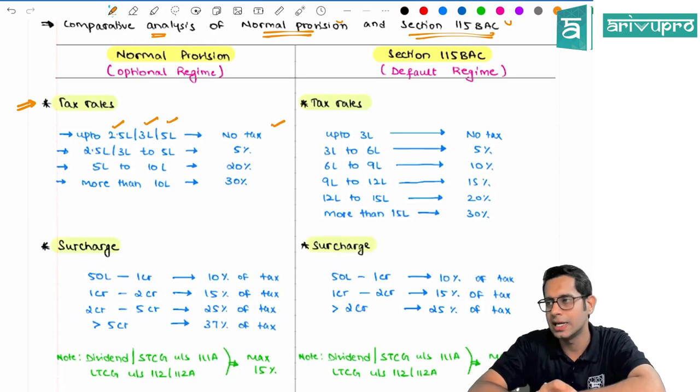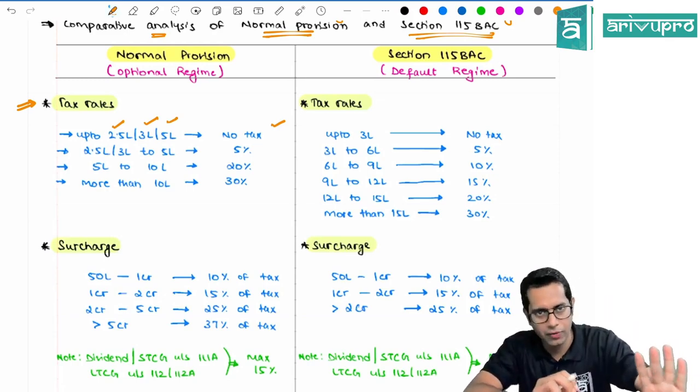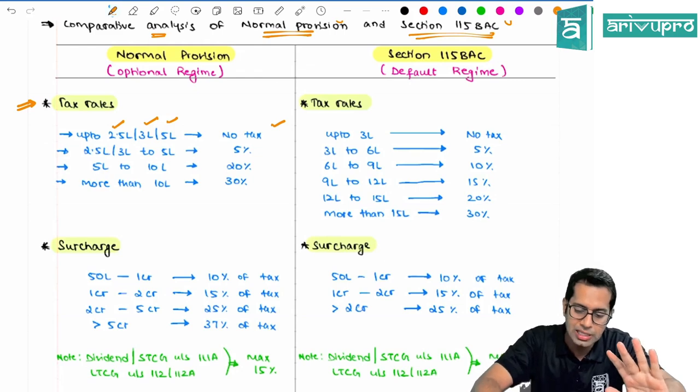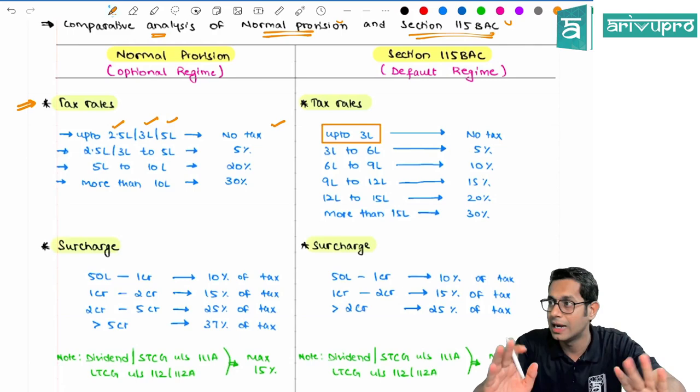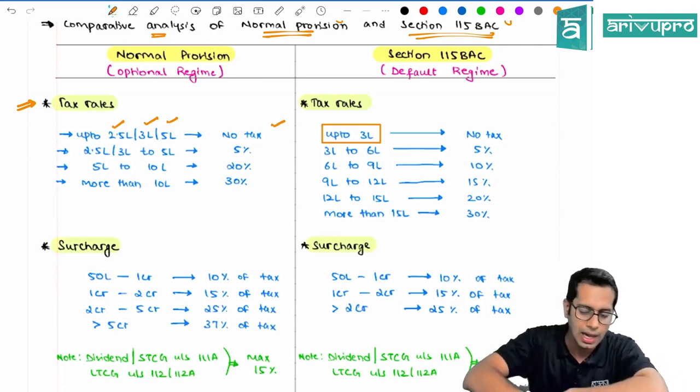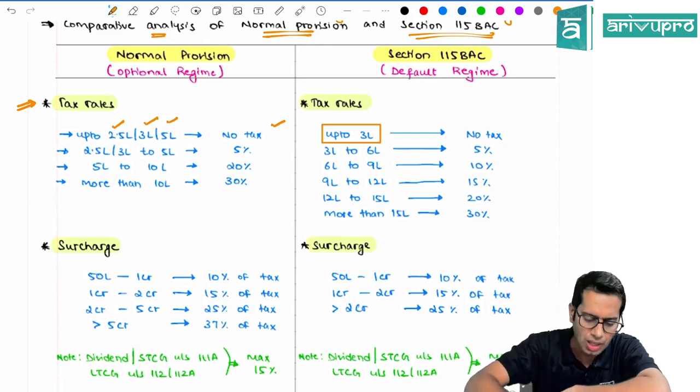And if you are a super senior citizen, the basic exemption limit is 5 lakh for you. However, this basic exemption limit is 3 lakh rupees irrespective of your age under 115BAC. Okay, I'll first discuss one by one.